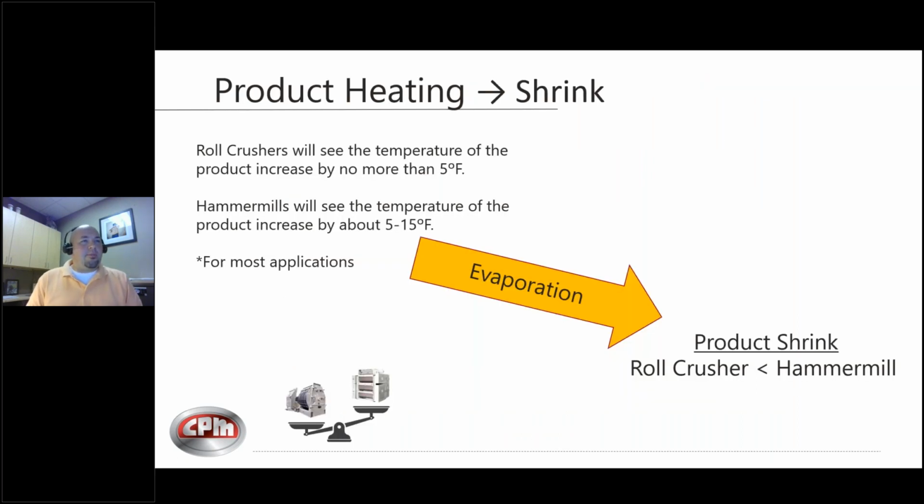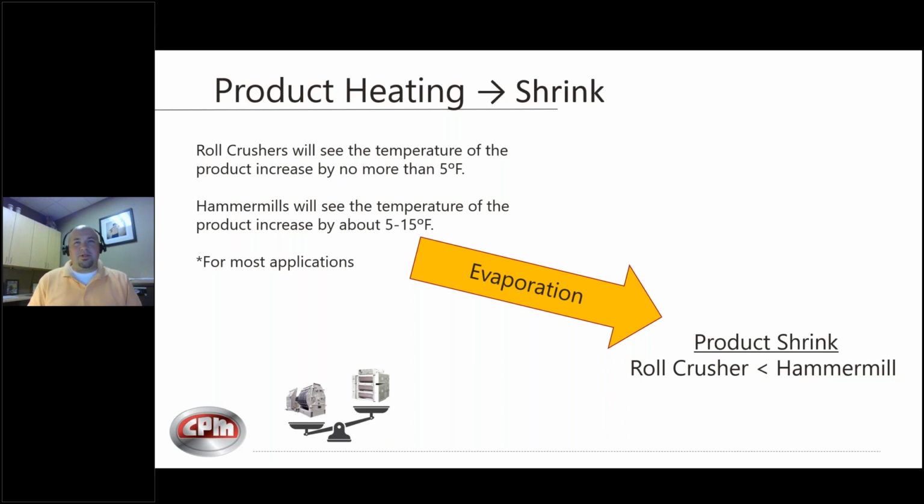The next thing we'll talk about is the heating of the product, just because with the nature of how the grinding happens, you have some attrition in there. We do see an increase in the temperature. We typically do not see as high of an increase with the roll crusher, usually no more than 5 degrees Fahrenheit.